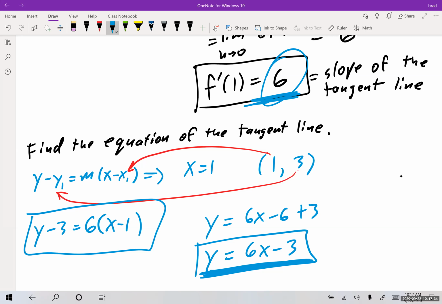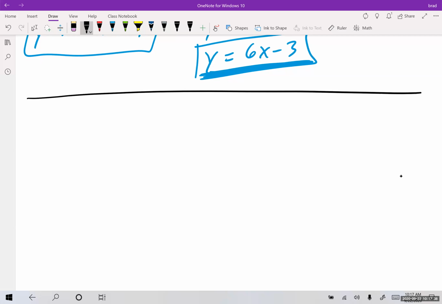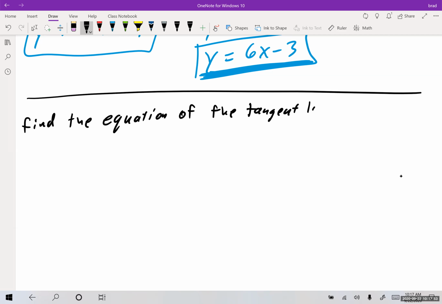Okay, so let's take a look at another one, a little bit harder one. Now let's find the derivative. So they'll say, find the equation of the tangent line to f of x equals square root of x at (2, square root of 2) at that point.